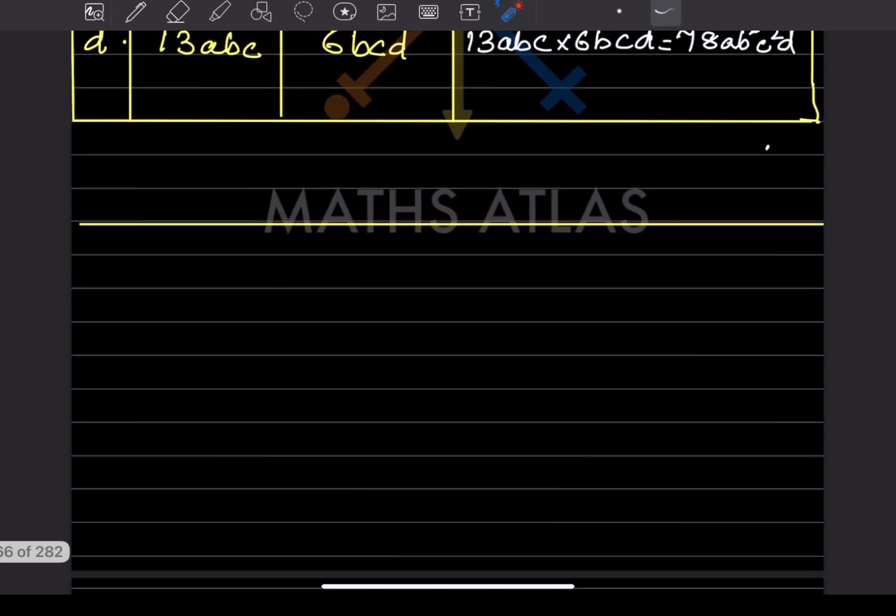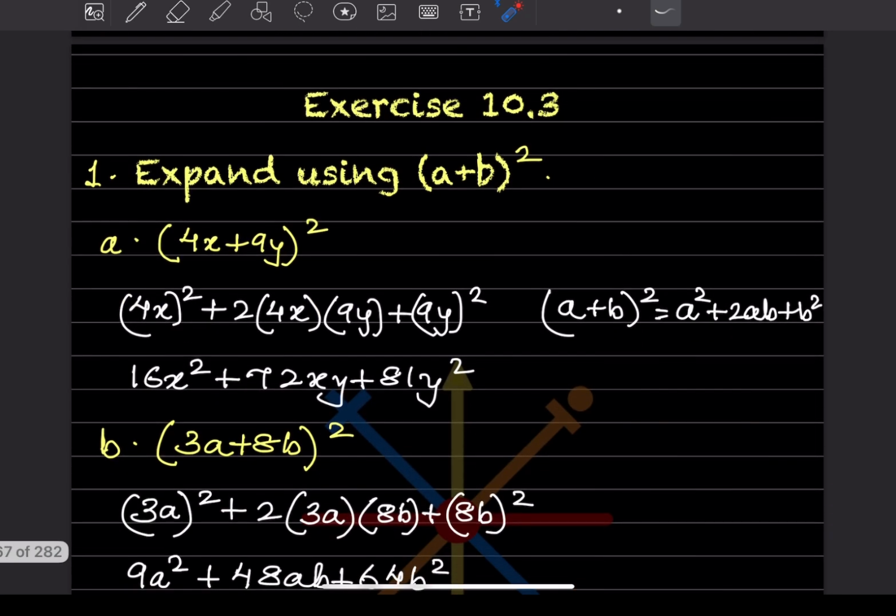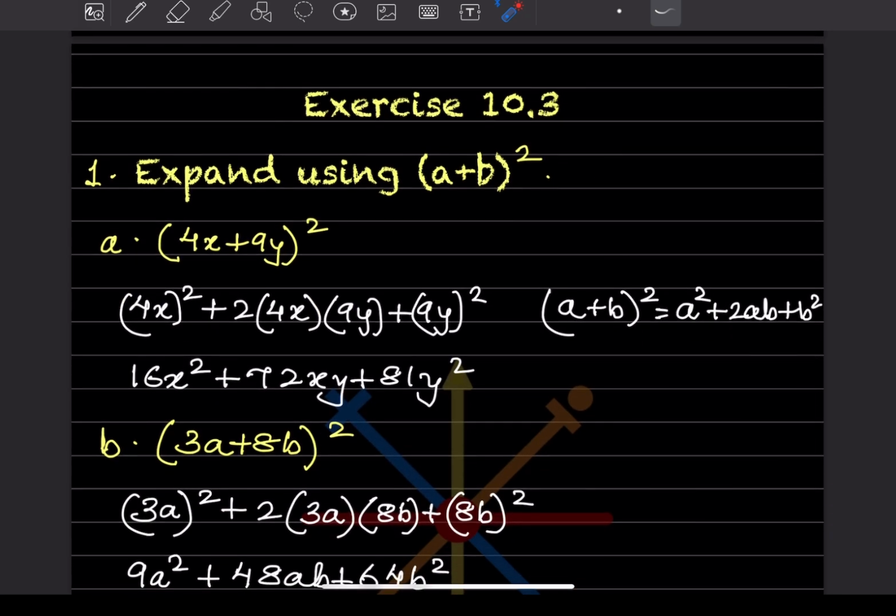So by this one, we have completed this exercise, but there were only a few questions. So I have the same part. This one I have added, this exercise 10.3. So now see here, they said expand using a plus b whole bracket square. So here you know this is an identity. So first thing you should know, a plus b whole bracket square will be a square plus 2ab plus b square.